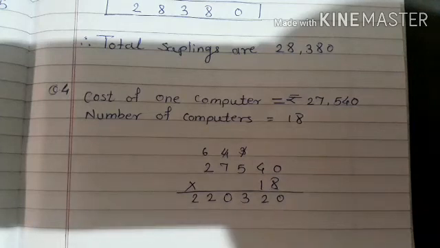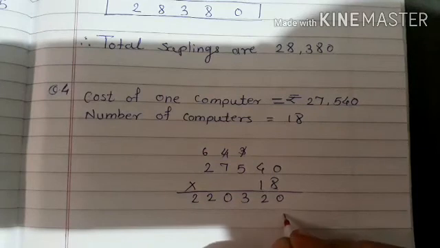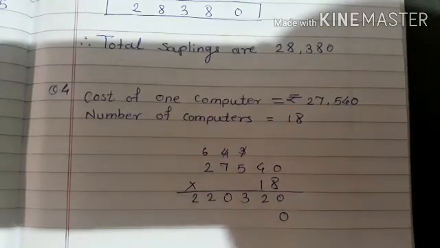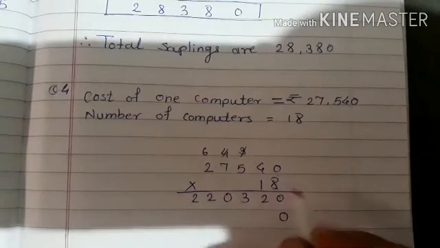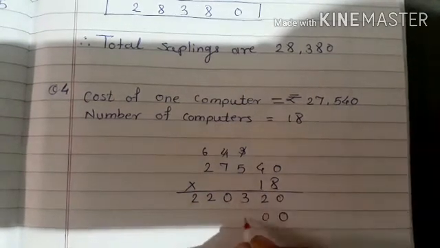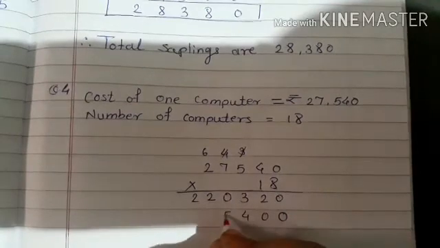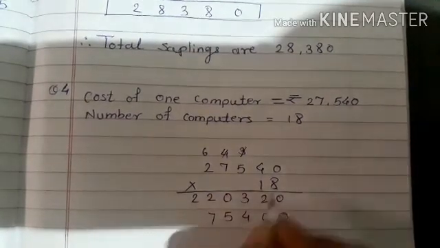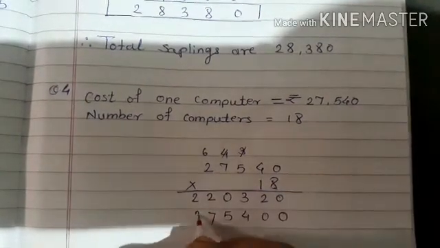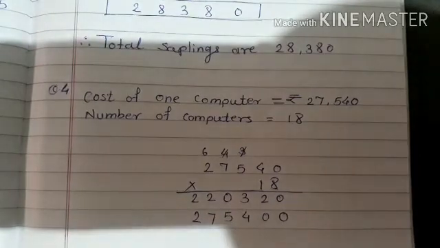While we are going for the second step, we have to put 0 in the unit place. Everyone keep in mind. Now multiply by 1. 1 times 4 is 4. 1 times 5 is 5. 1 times 7 is 7. And 1 times 2 is 2. So here we complete the second step.